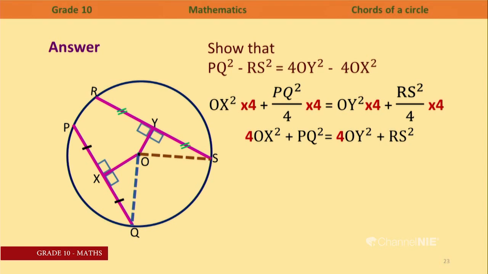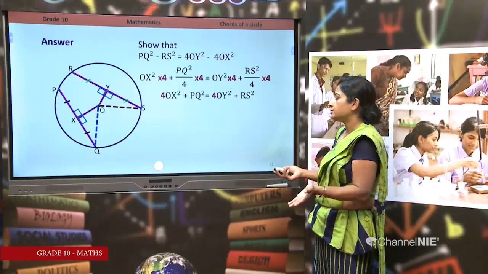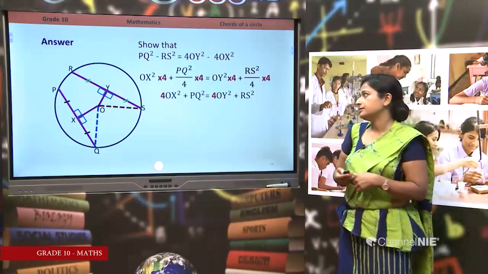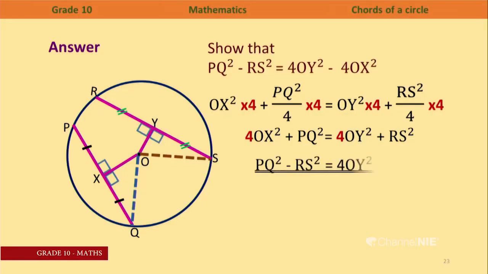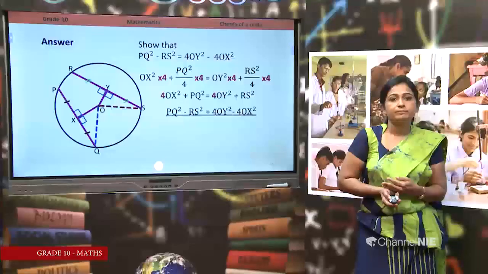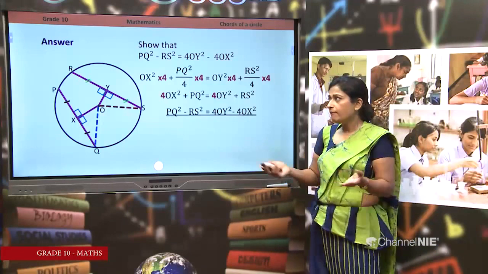Look at the given thing that we have to show. We still didn't get that, but you can see the terms are the same: OX squared and PQ squared, OY squared and RS squared. But we have to rearrange these terms to get the correct one. I moved OX squared from the left hand side to the right hand side, and RS squared from the right hand side to the left hand side. Then we got PQ squared minus RS squared equals 4OY squared minus 4OX squared. Okay children, I think you understood that. So we have applied the converse of the theorem.